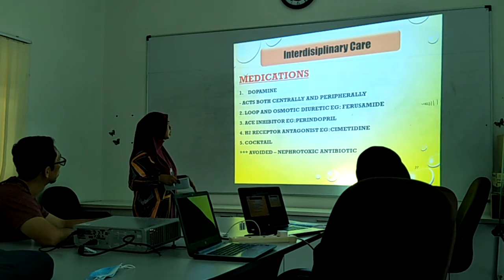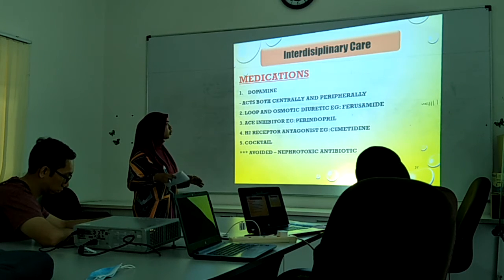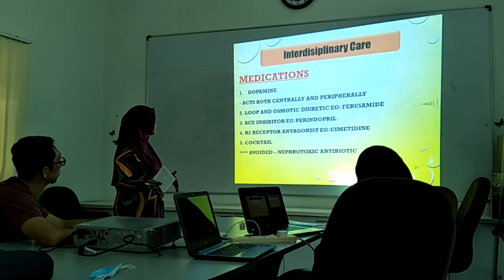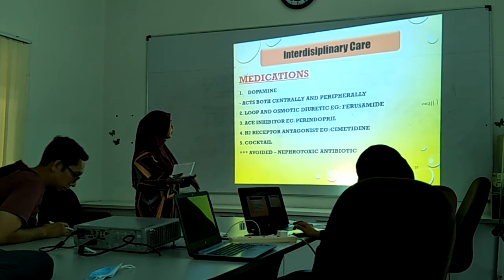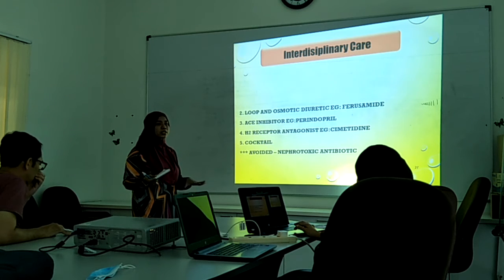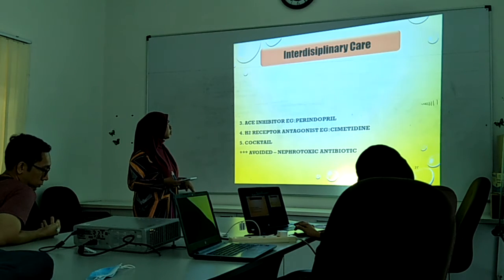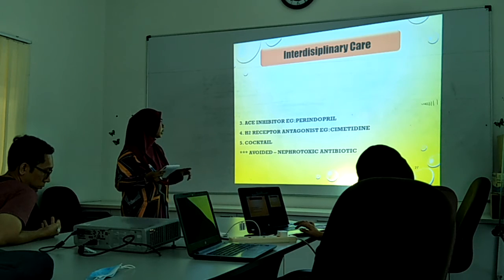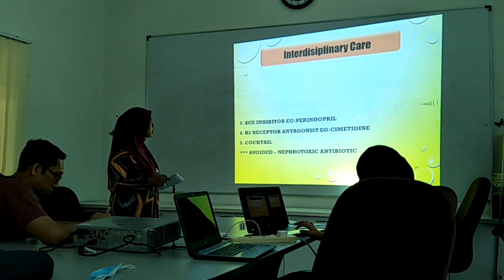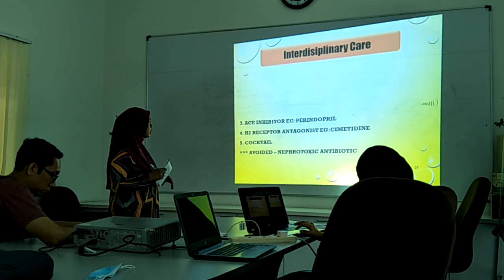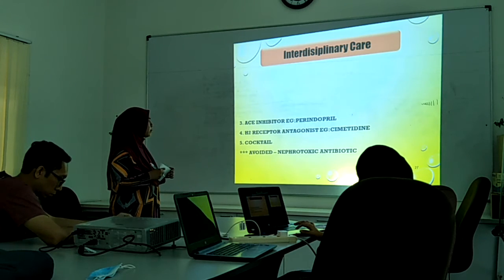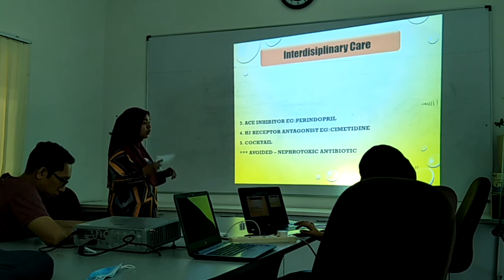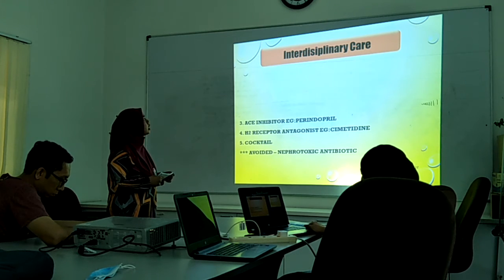And ACE inhibitor, for example perindopril, to control the blood pressure. H2 receptor antagonist, cimetidine, and some patients will have a cocktail to manage the ECG rhythm. So from the drugs, we take note that not all patients will have antibiotics that are suitable for them. Some antibiotics can be nephrotoxic to their kidney. Okay, next.